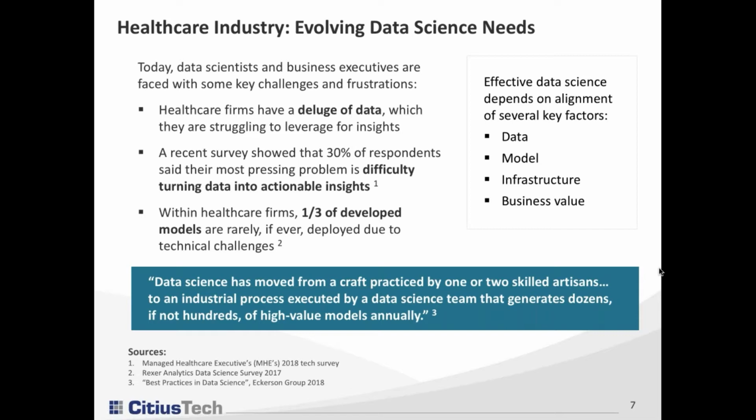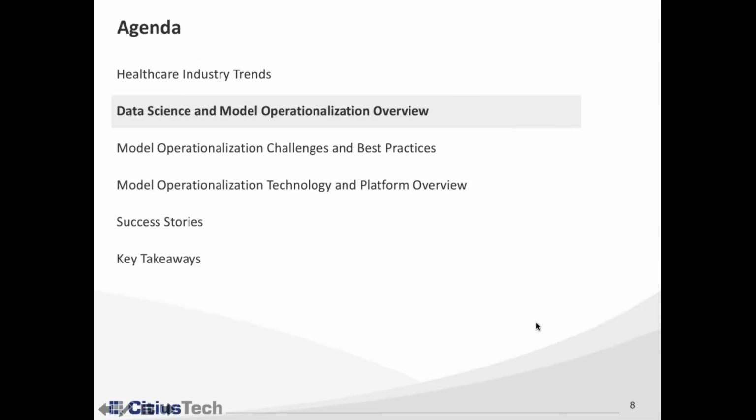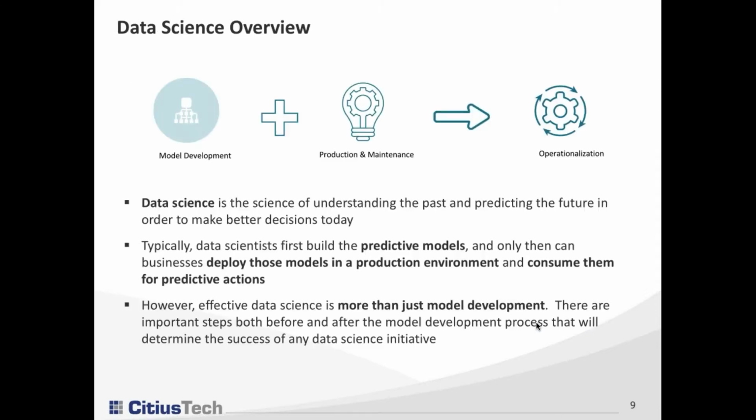So data science has now grown from an art to more of a complex, highly structured approach. And for any data science initiative to be successful, it's really the proper operationalization of existing models that's the key to alignment of these 4 areas around the data, the model, the infrastructure, and the business value. So now we'll talk a little bit about the data science lifecycle and where model operationalization fits in, and then why it's so important.